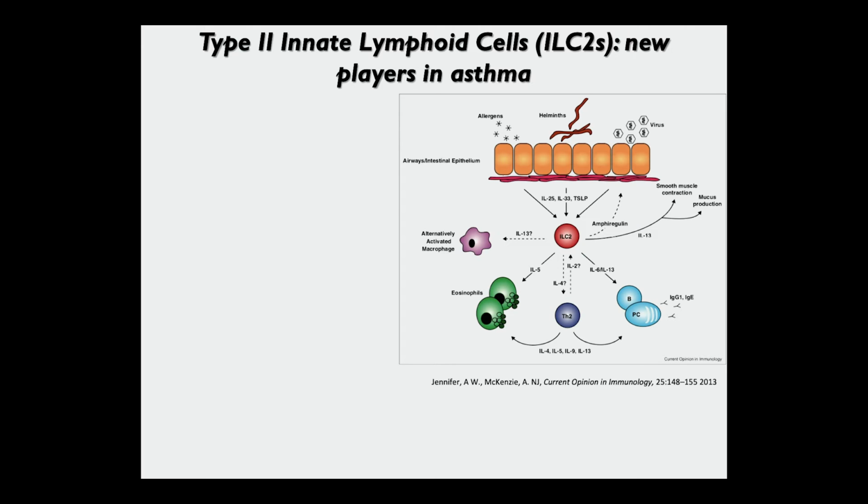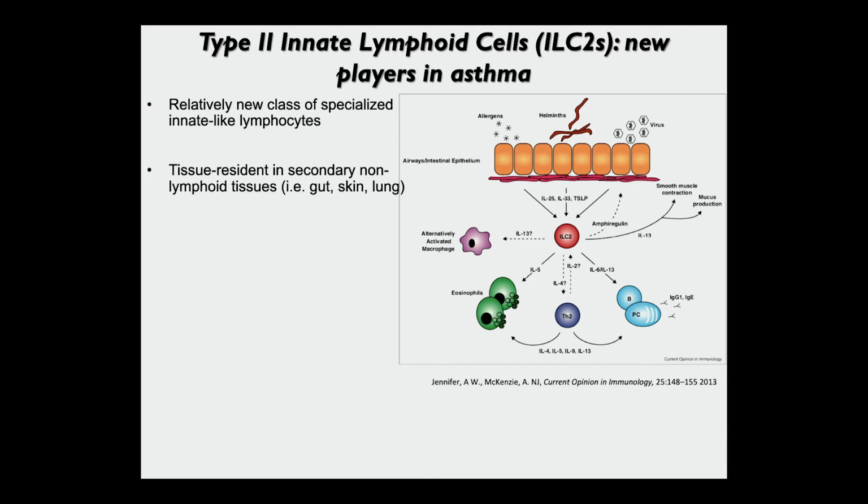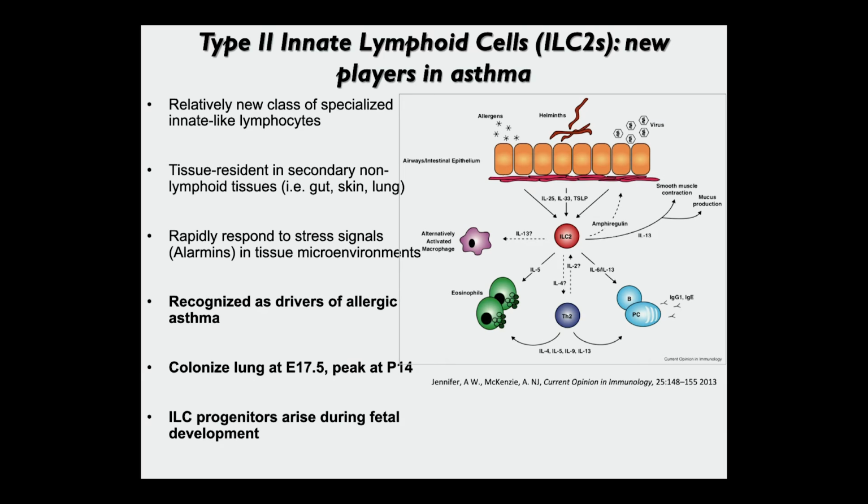So a brief primer on ILCs. These have been recently implicated in asthma. They have only been discovered within the last 10 or so years. They reside within the lung and other tissues, including gut and skin. They are tissue resident as well. They respond very rapidly to stress signals. They do not have specific receptors. They instead respond to stress signals like IL-33, TSLP, and IL-25. And they've been recognized as drivers of allergic asthma, mostly from mouse models, but they've more recently been found in human samples and human asthmatic patients.